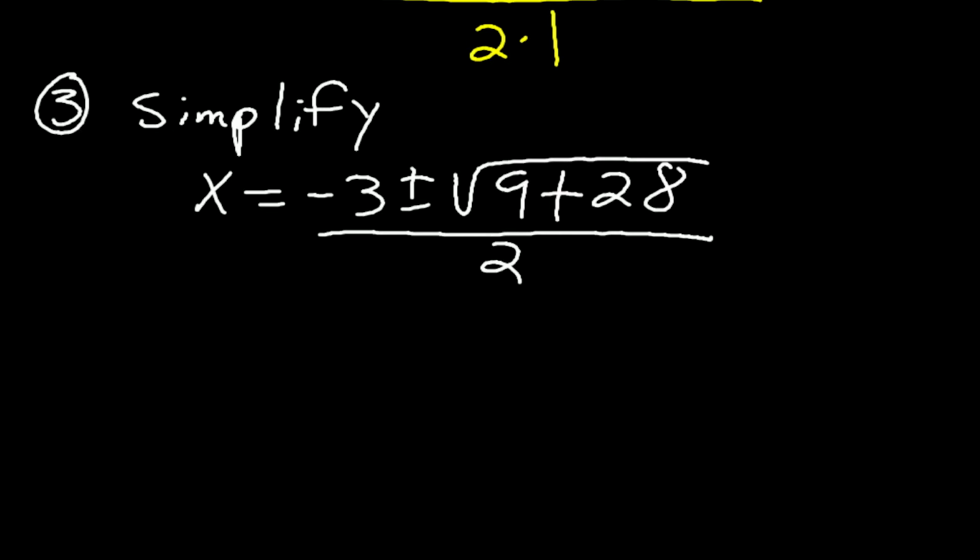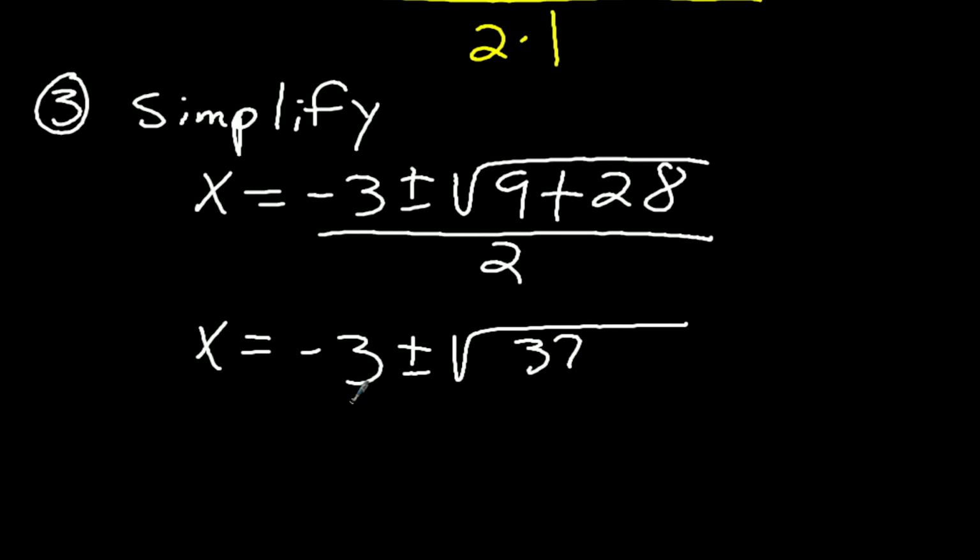All right, and then we continue the simplification process. So we have x equals -3 plus or minus, and we combine the items under the square root. So we have 9 plus 28, which is 37, divided by 2.